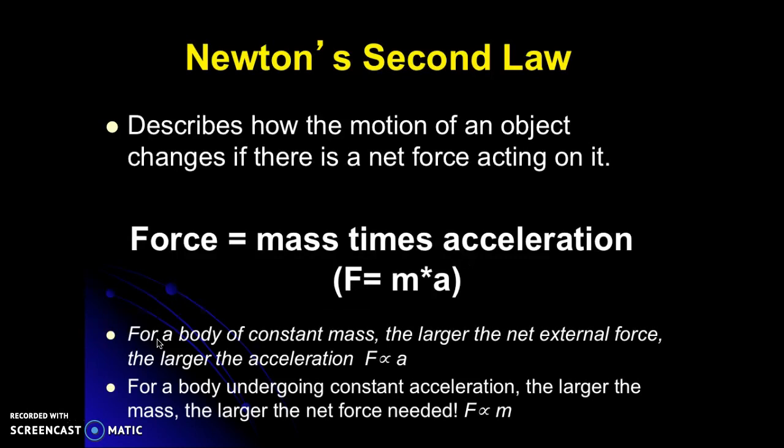So Newton's second law of motion describes the motion of an object and how it changes if there is a net force acting on it. So the force is equal to the mass of that object times the acceleration. For a body at constant mass, the larger the net external force, the larger the acceleration. For any kind of object undergoing a constant acceleration, the larger the mass, the larger the force needed.